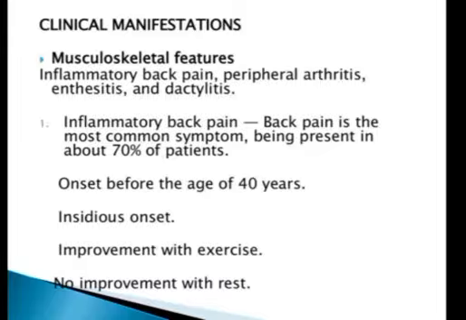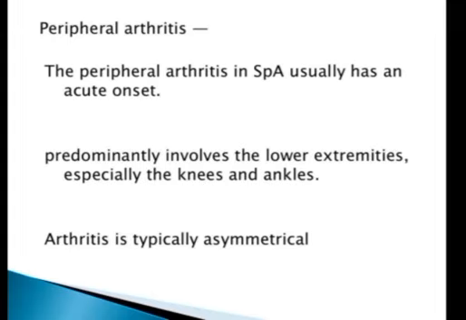Onset is before the age of 40 years. The pain improves if we do some exercise, and there is no improvement with rest. Peripheral arthritis in spondylitis usually has an acute onset and predominantly involves the lower extremities, especially the knees and ankles. Arthritis is typically asymmetrical. It will not be symmetrical; it will include one of the joints, not both.